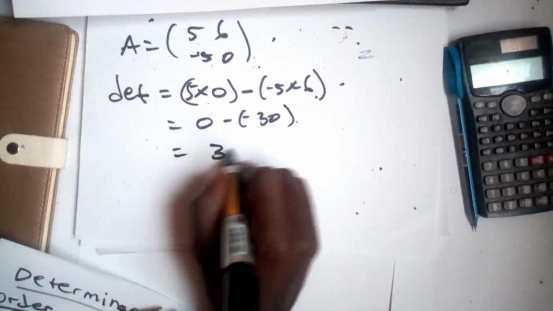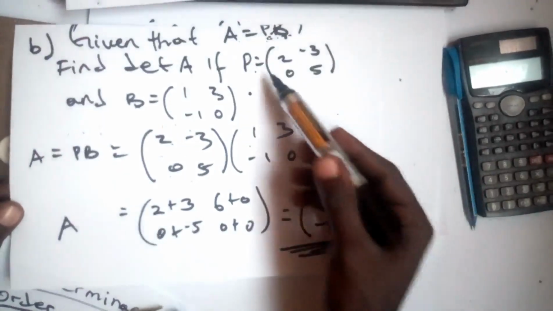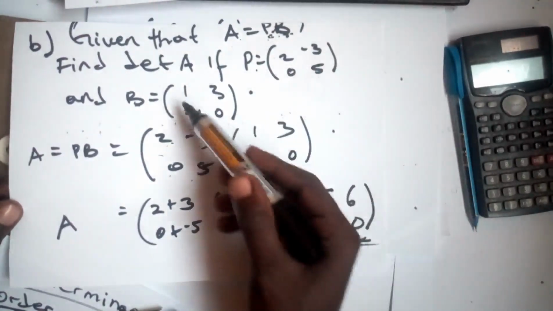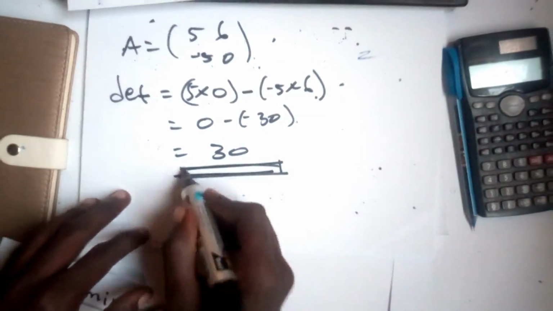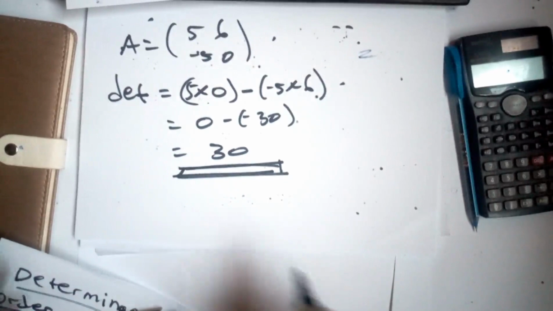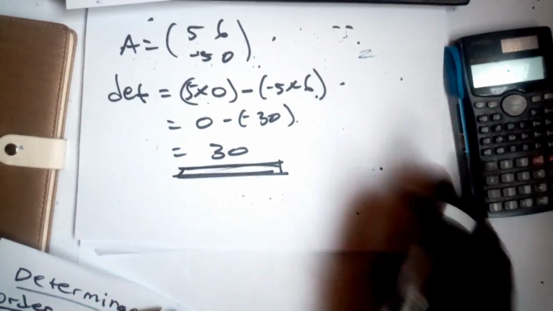So if I get this product, this is going to give me a 0 minus negative 30, which is going to give me 30, meaning that the determinant of matrix A, which is equal to PB, when P is 2, negative 3, 0, 5 and B is 1, 3, negative 1, 0, the determinant of the matrix formed when we multiply those two matrices, is going to give me a 30. So that is also clear.